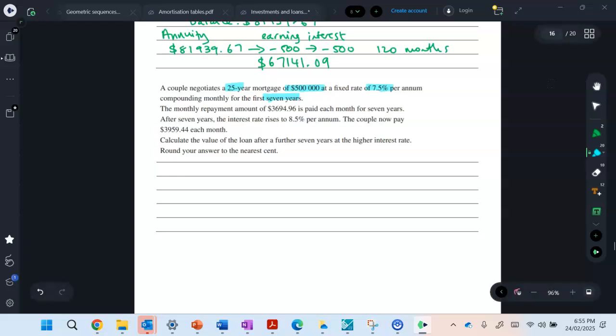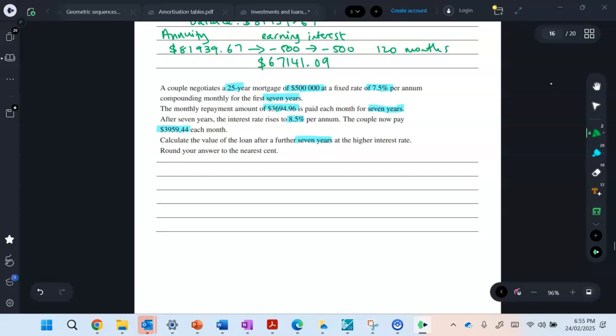All right, so let's highlight a few things and then we'll break it down like we did with the previous question. So the monthly repayment is paid each month for 7 years. After 7 years, the interest rate rises to 8.5%. The couple now pay that. Calculate the value of the loan after a further 7 years at a higher interest rate. Round your answer to the nearest cent.